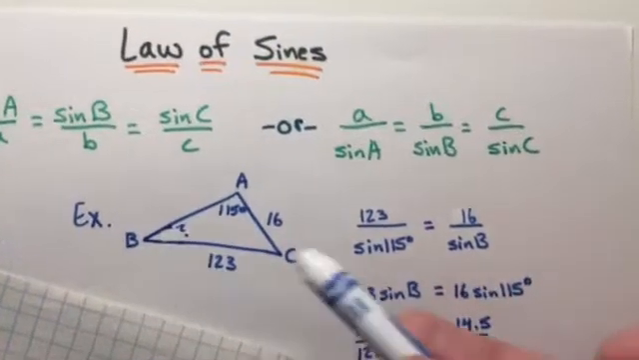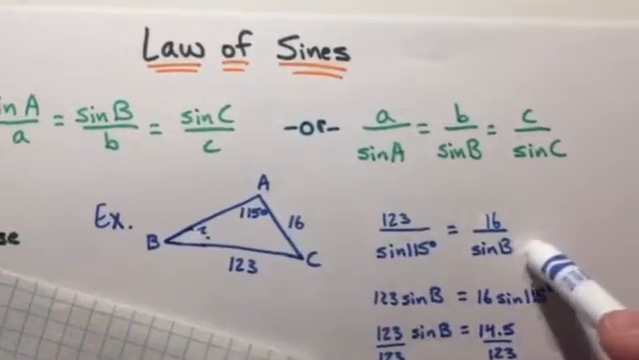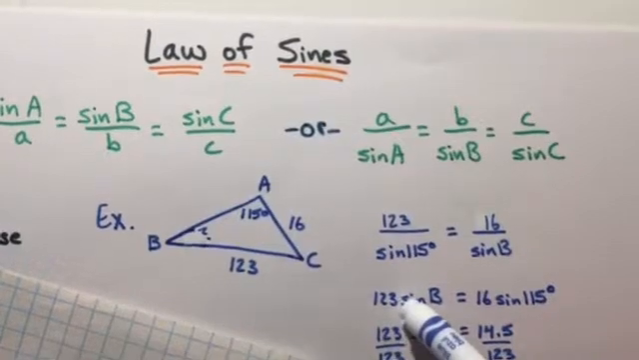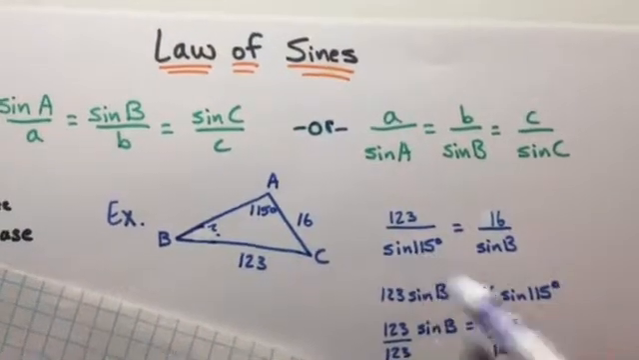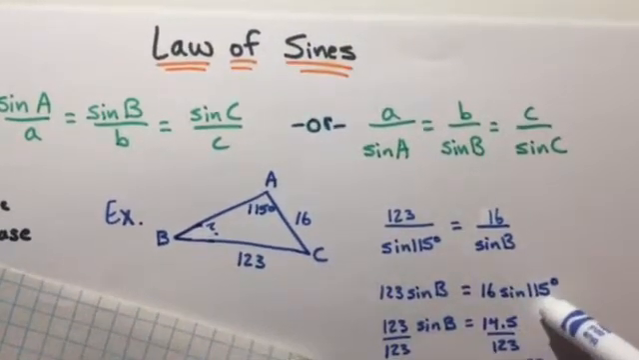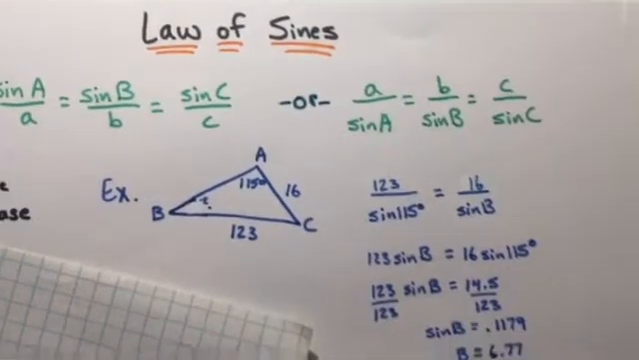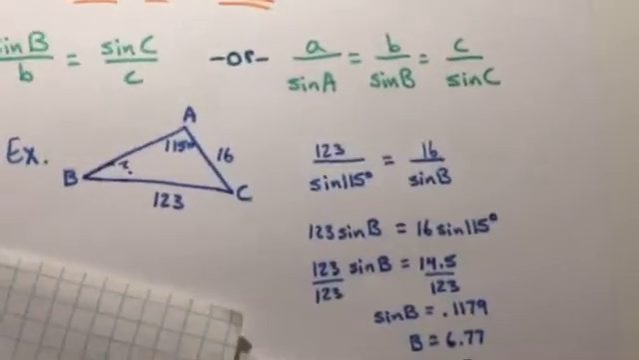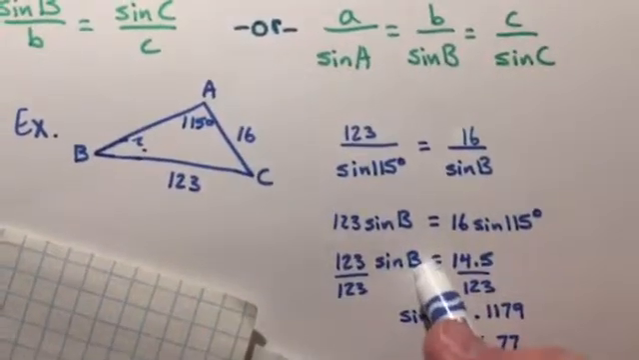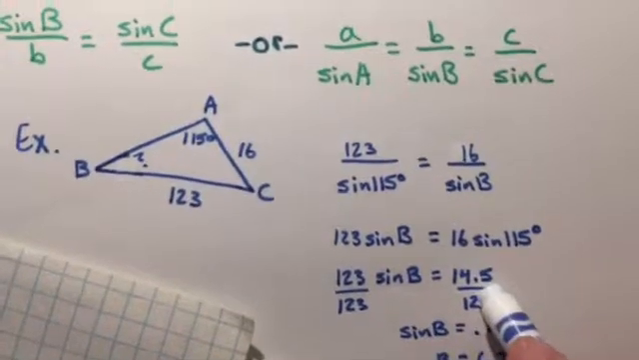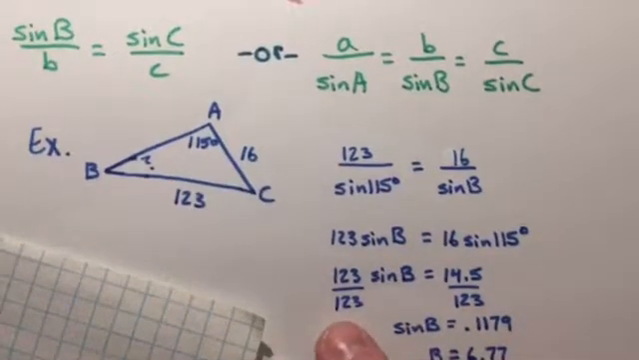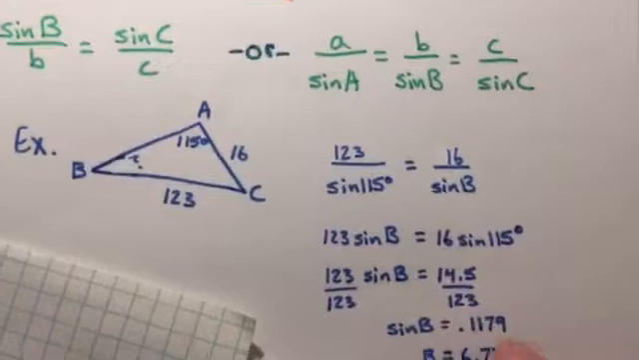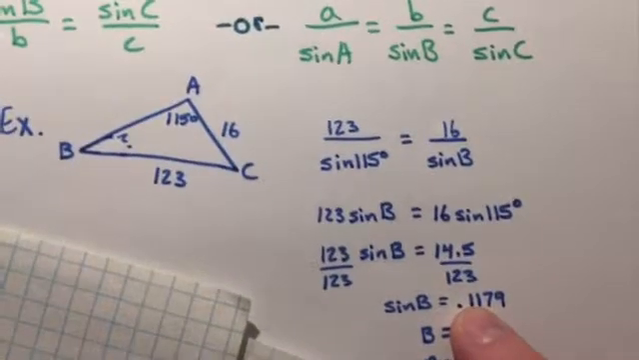So then we cross multiply. So 123 times the sine of B is equal to 16 times the sine of 115 degrees. For that reason, make sure your calculator, when you're typing these in, is in degree mode, and you'll get the right numbers. So you have 123 sine of B equals, and when I type that in my calculator, I get 14.5. Then you divide by 123, and you get 0.1179.